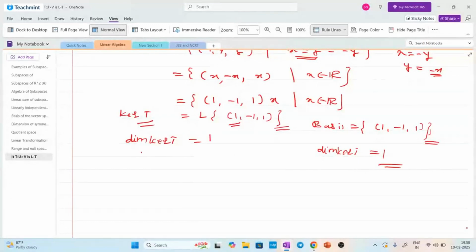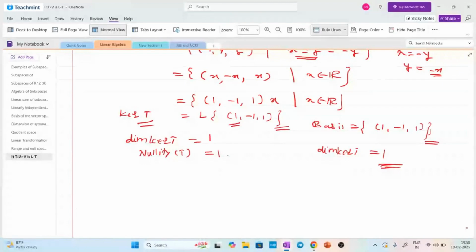This implies that the nullity of T, the dimension of the kernel of T, is equal to the nullity of T, that is equal to 1. Here the kernel of T is the linear span of the vector (1, -1, 1), and (1, -1, 1) is the basis of the kernel of T. Therefore its dimension is 1.